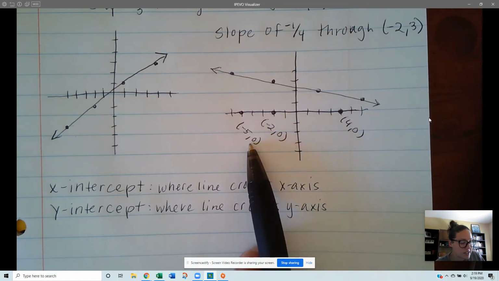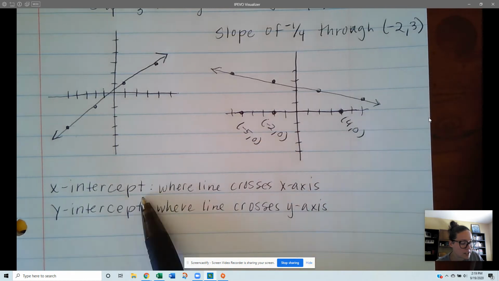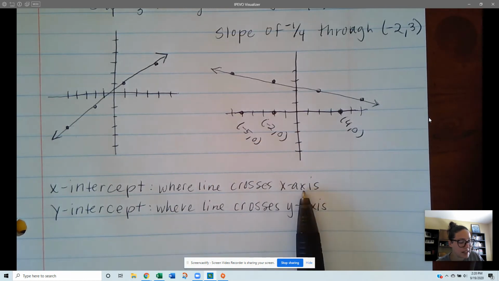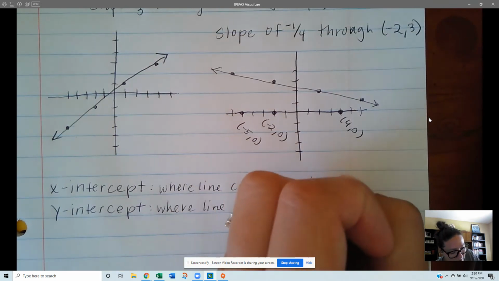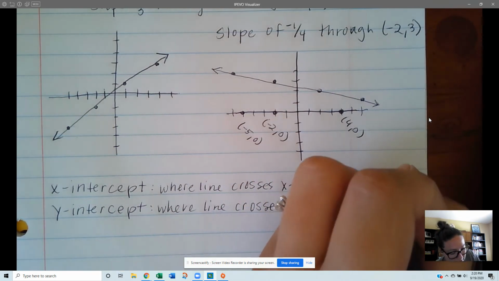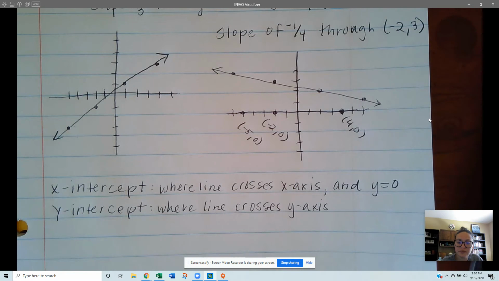So the x-intercept is where the line crosses the x-axis, and it is also where y equals 0. Y equals 0 on the x-axis.